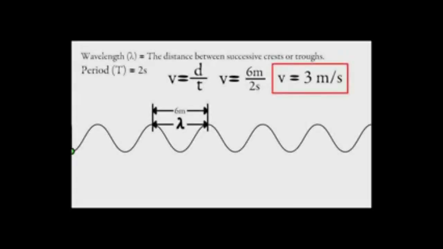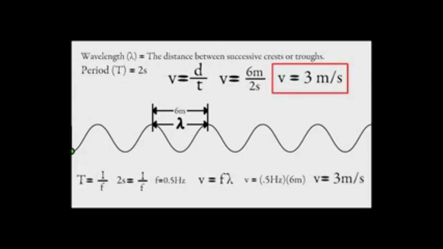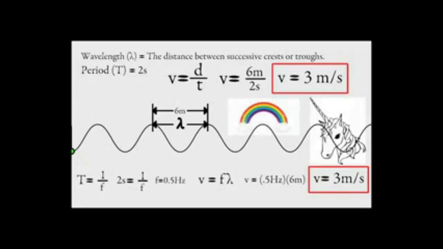So we've seen that we can use V equals d over t to find the speed of the wave. But what if we use the period, 2 seconds, to figure out the frequency? Then we can use our new formula, V equals f lambda, put in the frequency, and add in the wavelength, and we can see that we get the same exact answer, 3 meters per second. We should box this up because that's pretty exciting. But this is so exciting, I think we should also include a unicorn. And let's go a bit further and add a rainbow. Yeah, that was a pretty exciting problem.